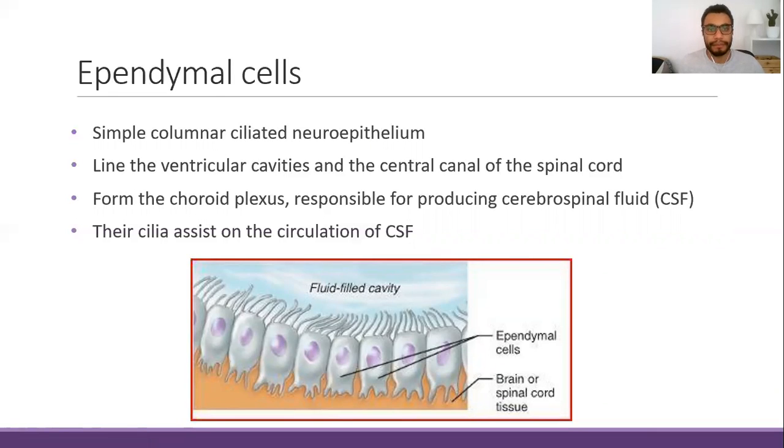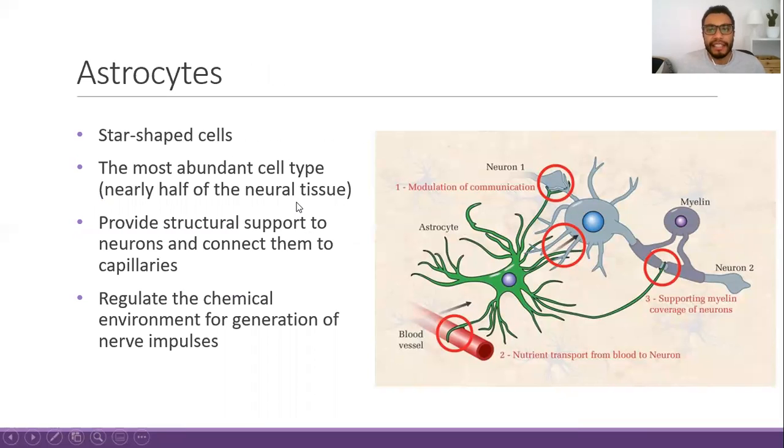Well, sorry, the astrocytes. The astrocytes are the most abundant neuroglia type in the central nervous system. They have this name because they are star-shaped cells, so the shape of a star. They provide structural support to neurons, as you see here, and also connect neurons with the capillaries in the central nervous system.